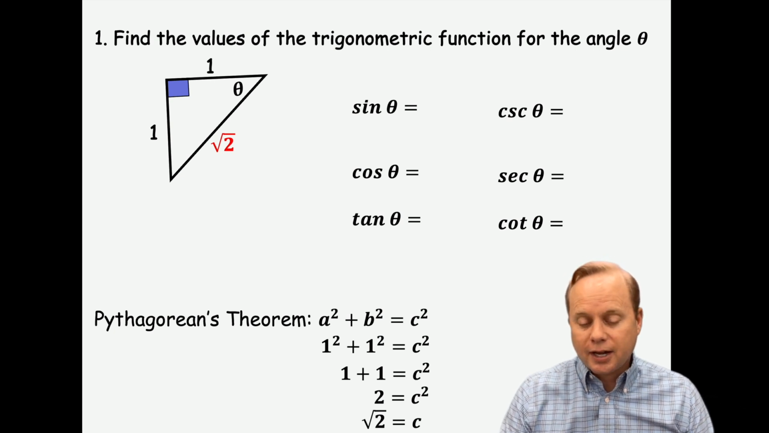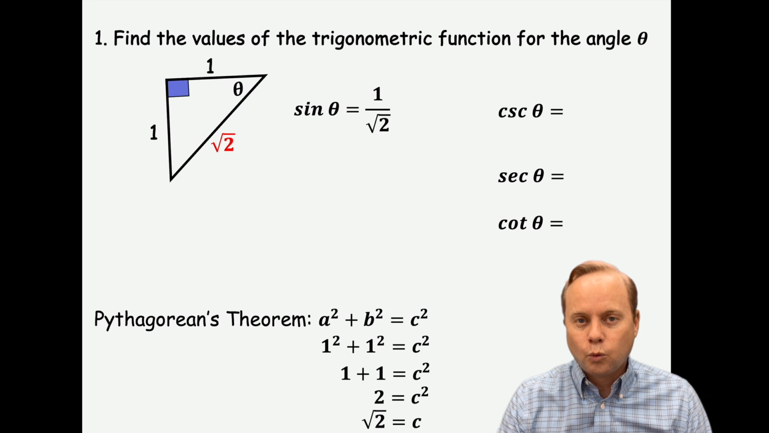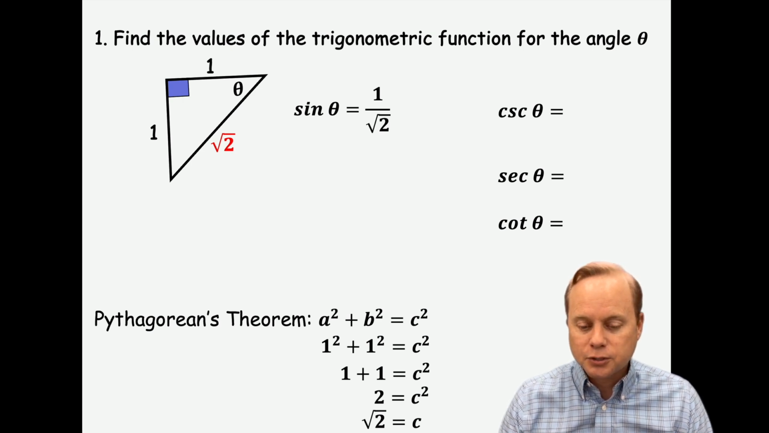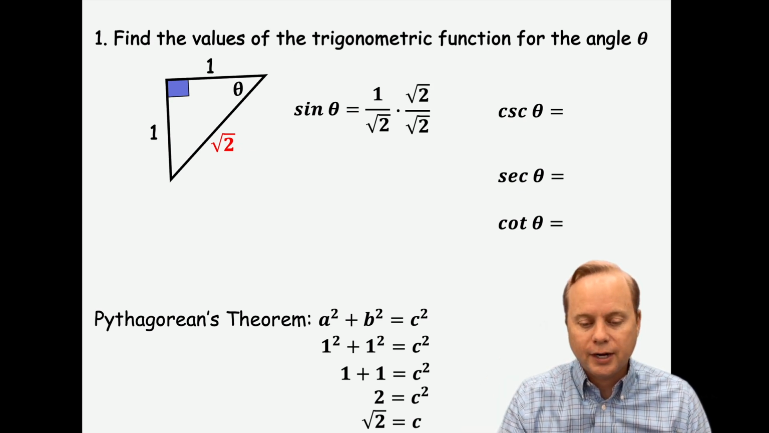All right, now we're just going to fill this out. Now, sine, remember, is the opposite side divided by the hypotenuse. Okay, this is where it gets a little bit tricky. So I've got 1 over square root of 2. If you've got that so far, you're feeling pretty good. The problem is we can't have that square root of 2 on the bottom. So now I need to multiply top and bottom by the square root of 2. All right, so I do that, and then I end up with square root of 2 all over 2.